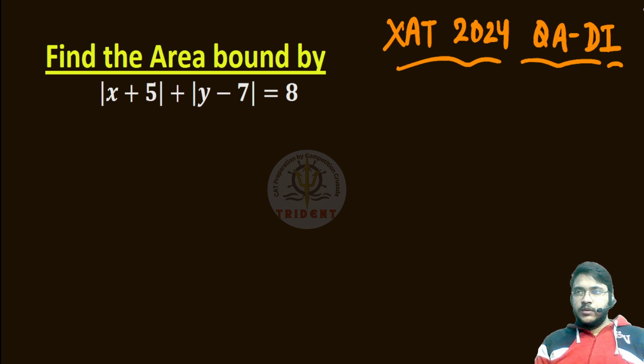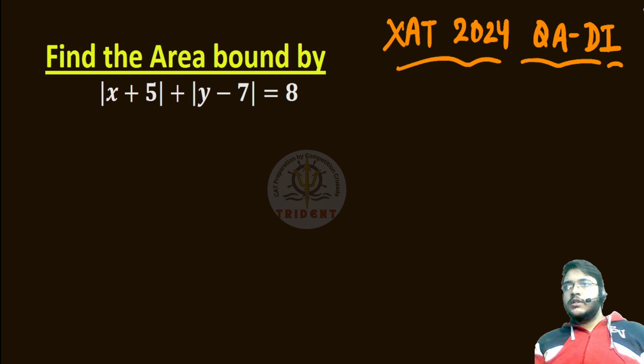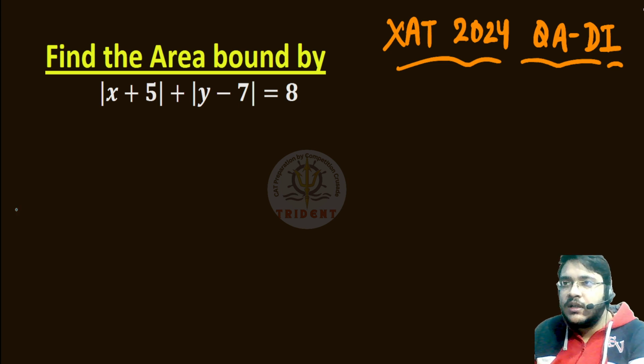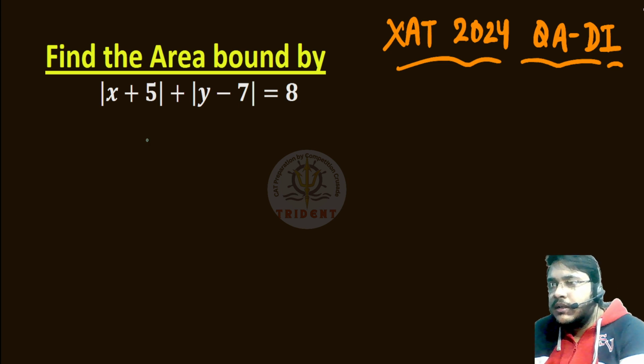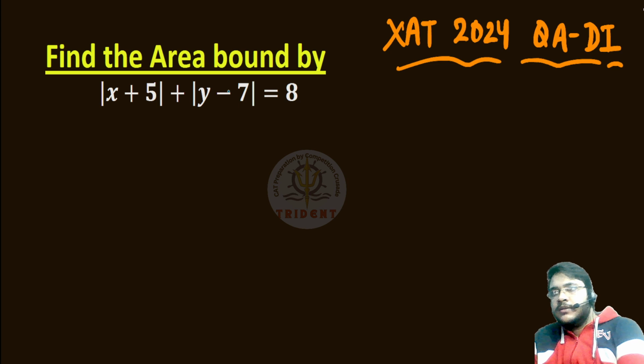Okay, so we will be looking at this question. Find the area bound by the expression mod of x plus 5 plus mod of y minus 7 equals to 8. Now this is a fantastic question type, and a question type that can very well be tested in aptitude exams like XAT.